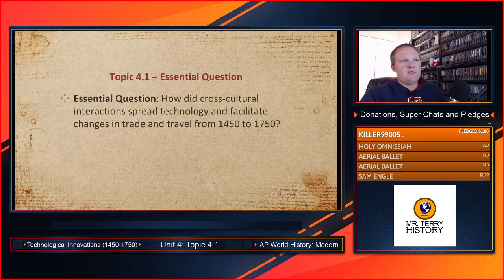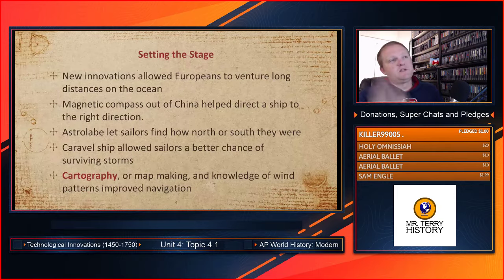So we're going to set the stage: how was it even possible that we had people like Christopher Columbus or Vasco da Gama? What made that even possible? It started with technological innovation. So that is what we are going to do. Let's go ahead and start here and set the stage up a little bit.